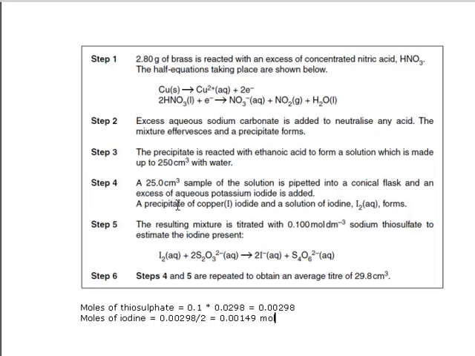Now this iodine came from a reaction in step 4, so what we need now is the equation for the reaction in step 4. What we've got is copper ions in solution reacting with potassium iodide. So we need the equation for copper ions Cu2+ plus iodide ions, I-, make copper 1+ plus iodine, I2.